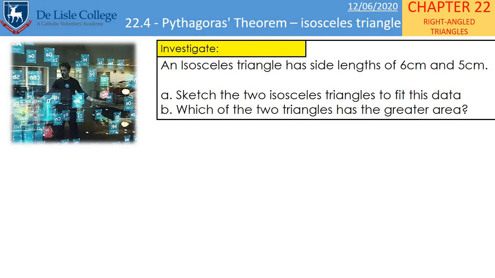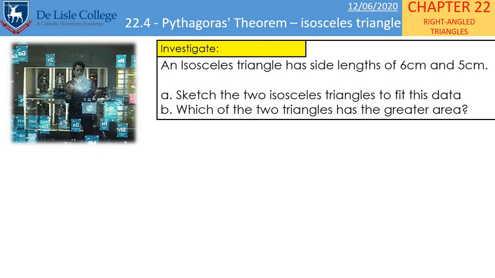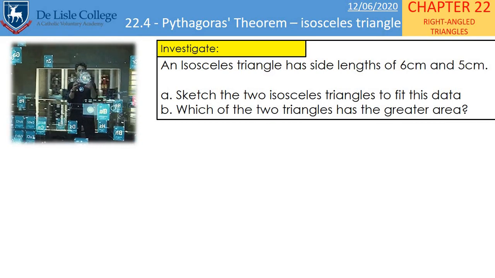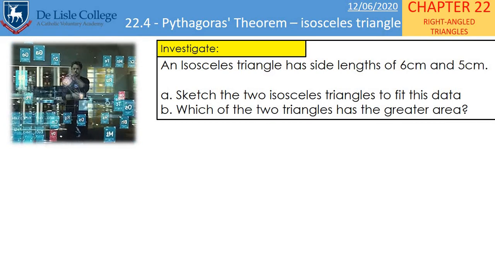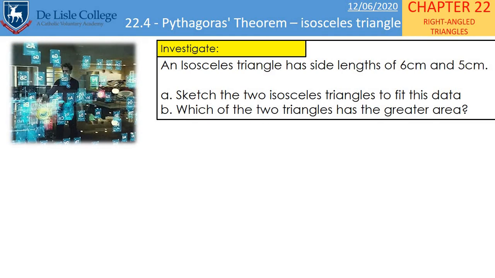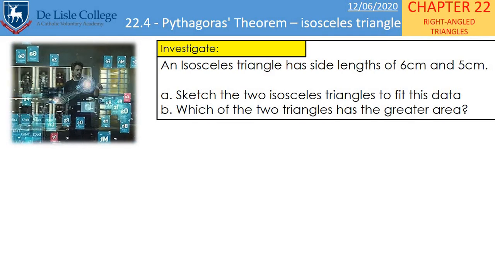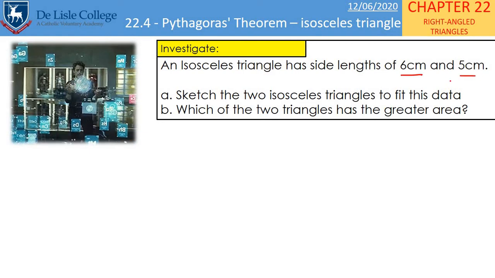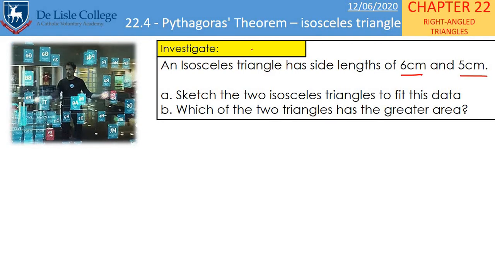Right, I'd like you to have a go at this question for me, so you can pause it, we'll just read together. So it's a bit of an investigation question, a bit of problem solving. An isosceles triangle has side lengths of 6 centimetres and 5 centimetres. I would like you to pause the video and just do A. Sketch the 2 isosceles triangles to fit this data. Okay, so it's this data here. Please pause the video and draw the 2 potential triangles.